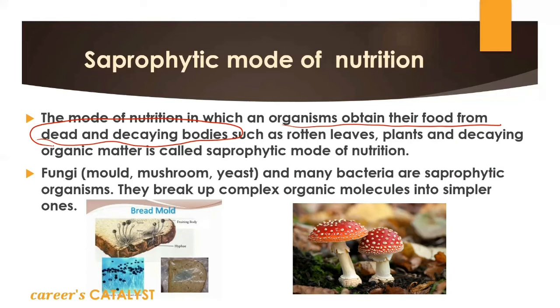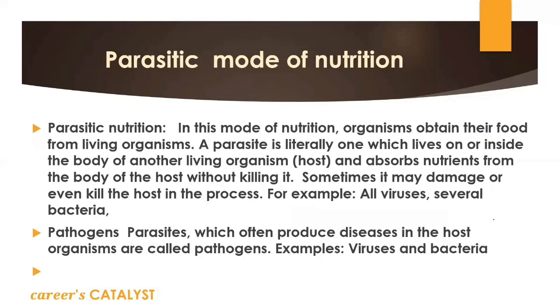As you can see, rotten leaves, plants and decayed organic matter are called what? Saprophytic mode of nutrition. Here are some examples given. The fungi like mold, mushroom, yeast, and many bacteria. These are all what? Saprophytic organisms, because they depend on dead or decayed organisms for their food. Now we will talk about parasitic mode of nutrition.